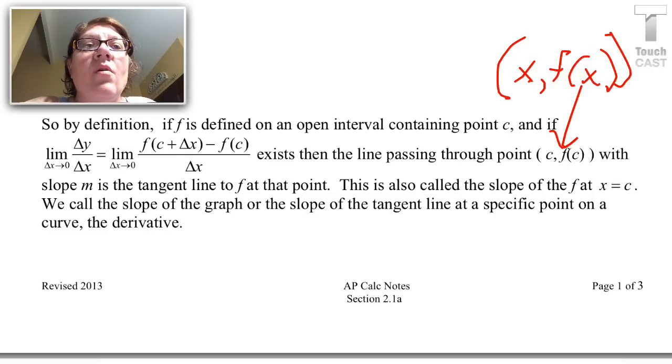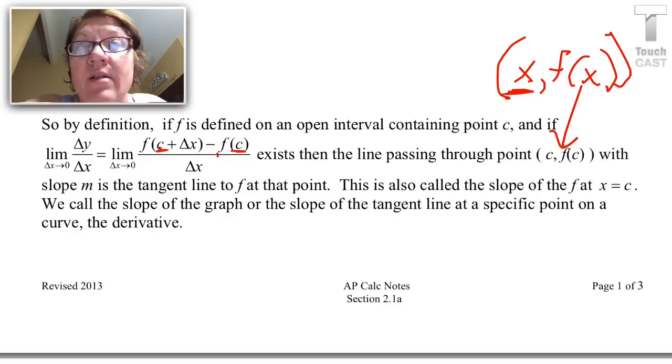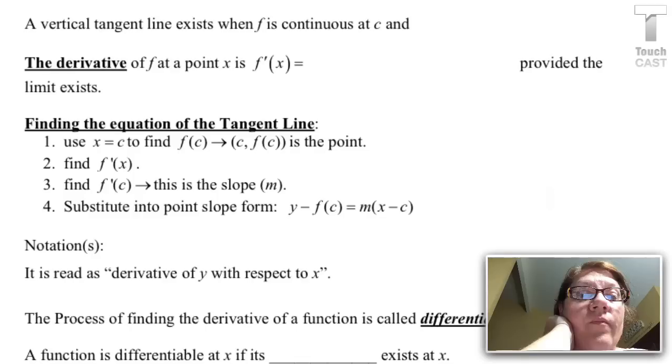Just kidding. So over here, where I would have had an x before, now I have c, so it's now c plus delta x instead of x plus delta x, and then minus f of c where before I had an x. It's still the exact same formula, don't freak out. Okay, I'm turning the page.